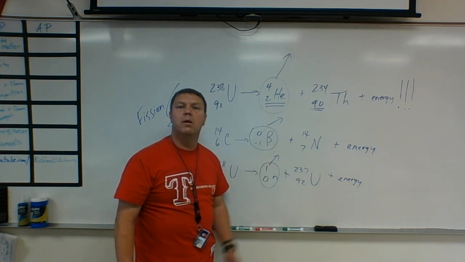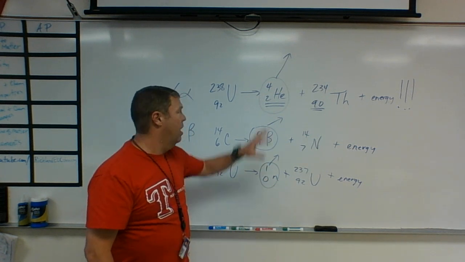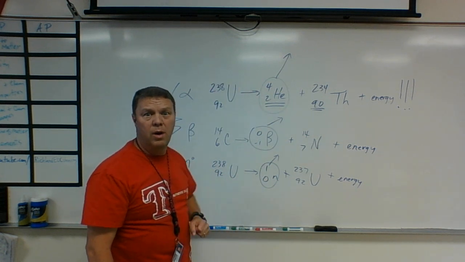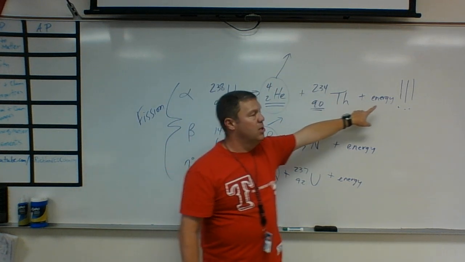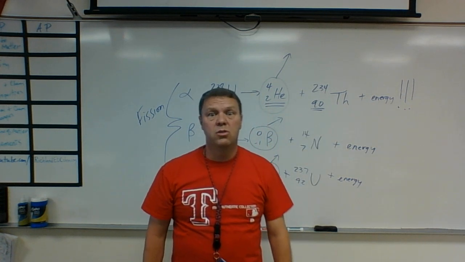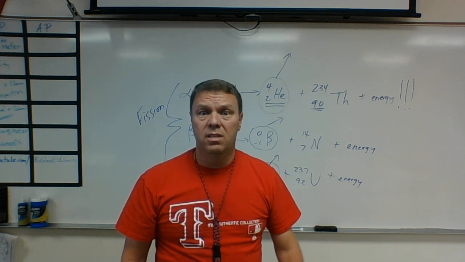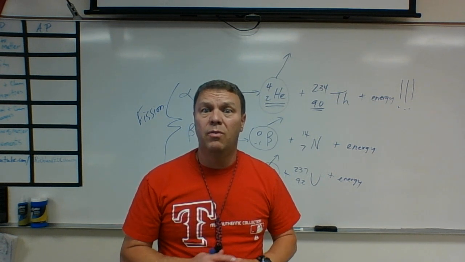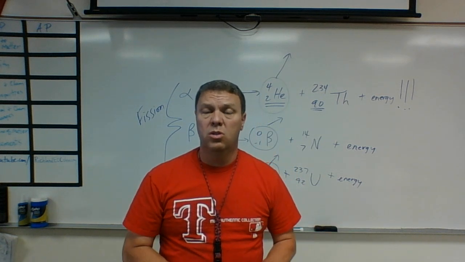They use this in nuclear power plants also, in a controlled atmosphere. They'll have radioactive uranium or another radioactive element, and they'll shoot these particles in and start this reaction, because when you make energy, you can make electricity. We've learned how to do that. There's a nuclear power plant just an hour from here in Glen Rose, Texas. It produces all the electricity for that whole county. As long as you keep it under control, it works great.